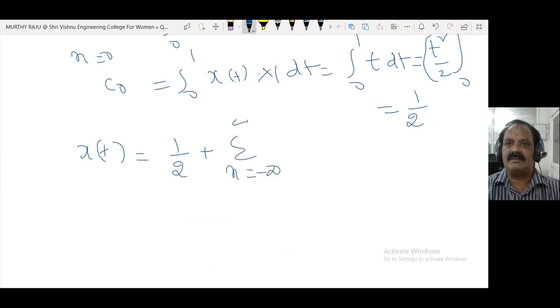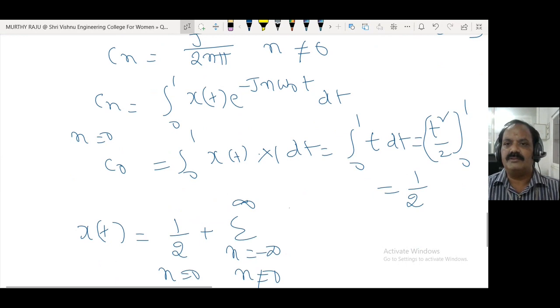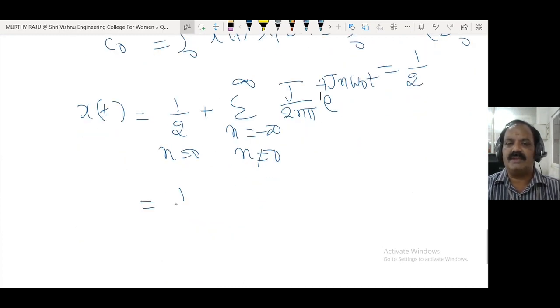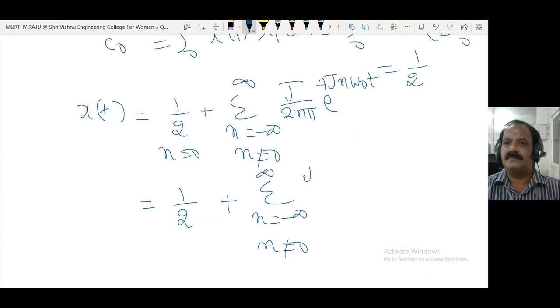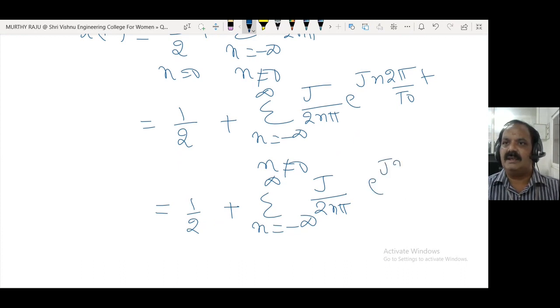Therefore, the total exponential Fourier series expansion is, for n equal to 0, the value 1 by 2, and for n from minus infinity to plus infinity with n not equal to 0, Cn is j by 2n pi. So x of t is equal to 1 by 2 plus the sum over n from minus infinity to plus infinity, n not equal to 0, of j by 2n pi e power j n omega naught t, that is, e power j 2n pi t, since T naught is equal to 1.